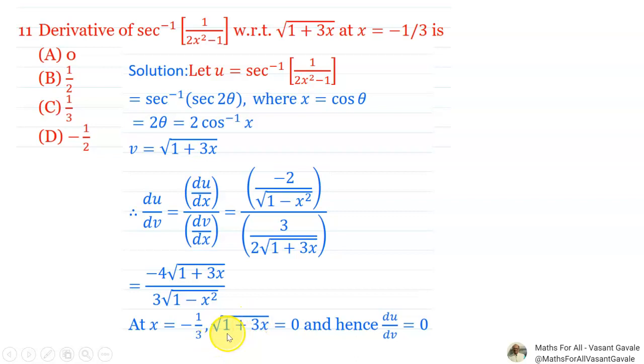1 plus root of 1 plus 3x, how much will that be? It will be 0. If we substitute x is equal to minus 1 by 3, the 3 gets cancelled, plus 1 minus 1, overall you will get here 0. So you got 0 in the numerator. Whatever you get here, du upon dv is 0, and hence option A is correct.